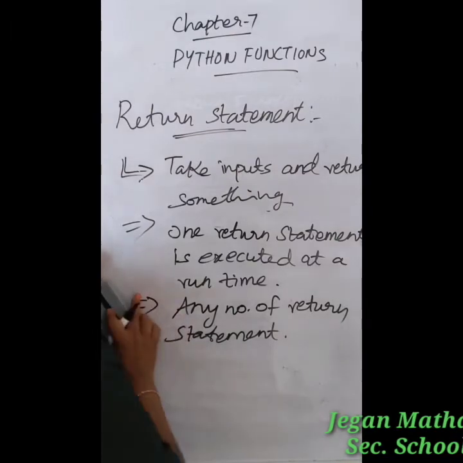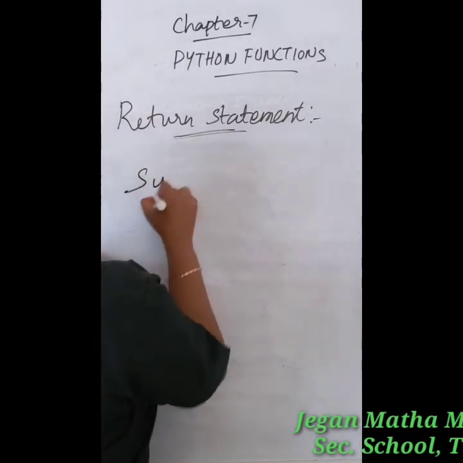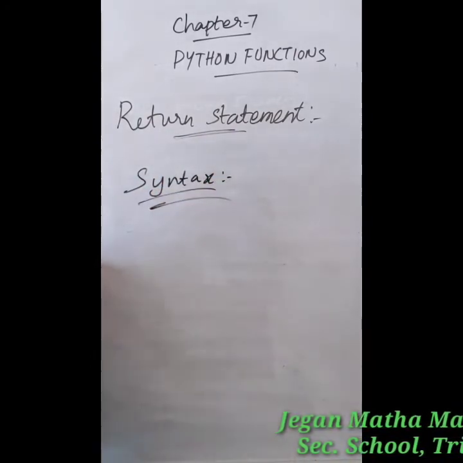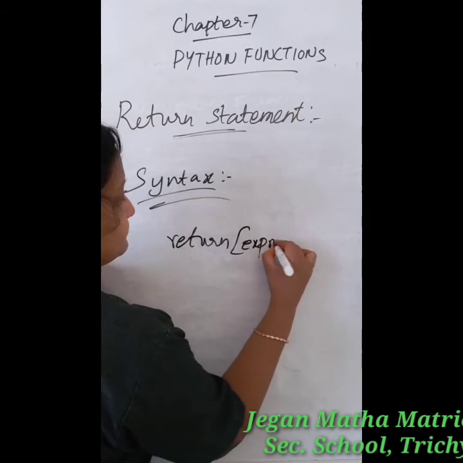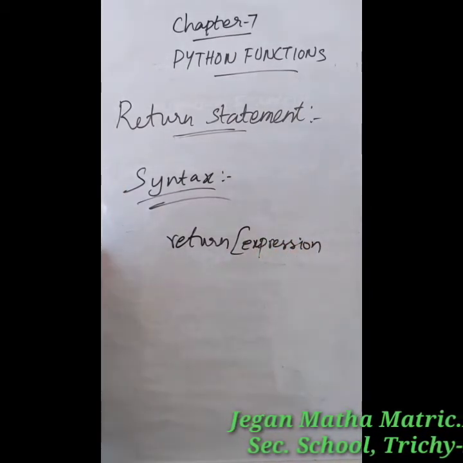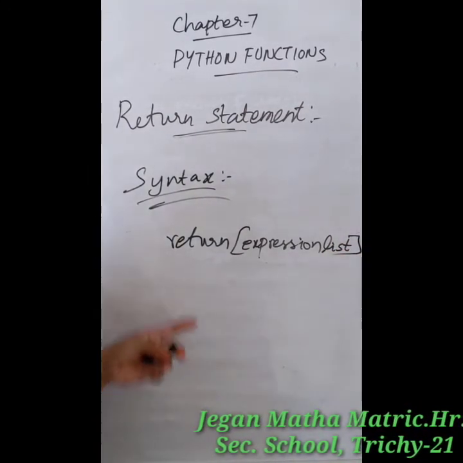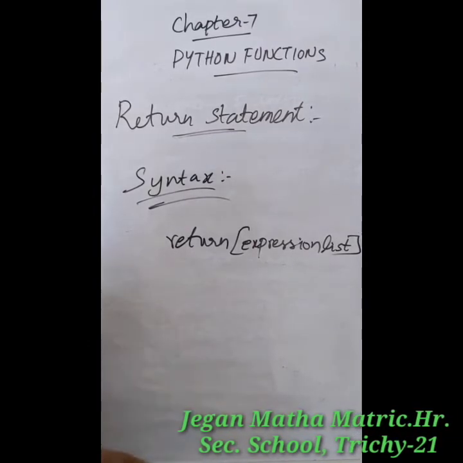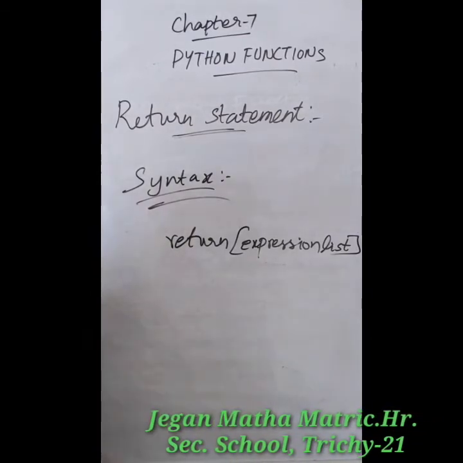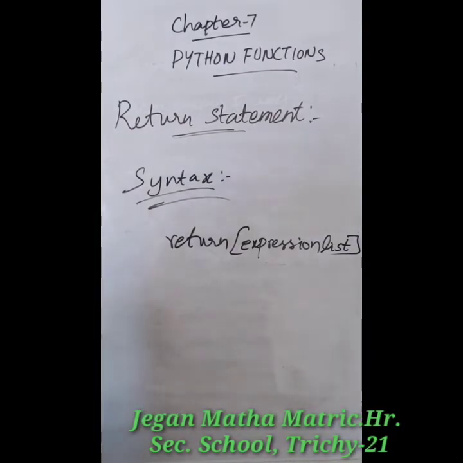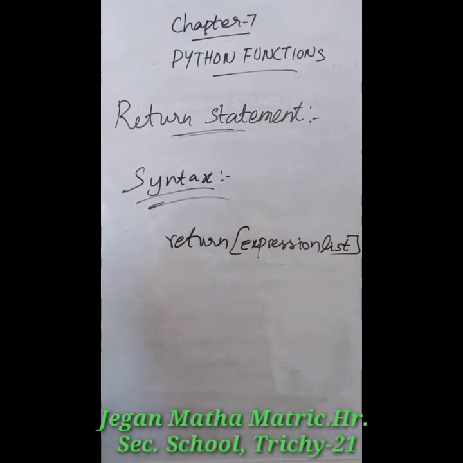Now let us see the syntax of the return statement. Return statement syntax is: return expression list. This statement can contain an expression which gets evaluated and the value is returned. If there is no expression in the statement, or the return statement itself is not present inside a function, then it displays the result as a None object.